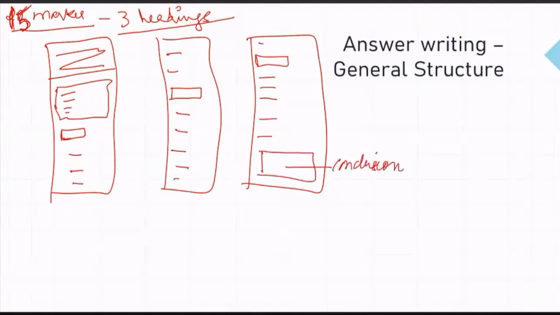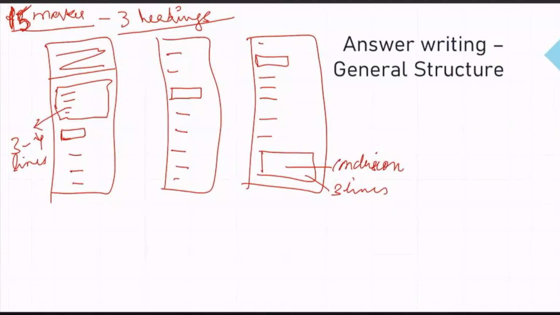Try to write a crisp conclusion, 3 lines. Actually, there is no hard and fast rule that you have to write it in only 3 or 4 lines. Ideally, you should try to write it in 3 to 4 lines. You can modify it as per the demand of the question. This is how you should write your answer ideally.